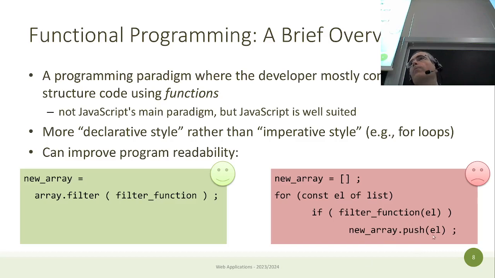So new array, push, and so on. Okay, you remember push adds in the end of the array, at the end of the array. So if you see the code on the right, you need to read it, understand it, and try to guess what it is trying to do. Okay, you read the code on the left. Of course, you should know what the filter function does, but I mean this is typically simple. Okay, functions have good names and typically library functions.